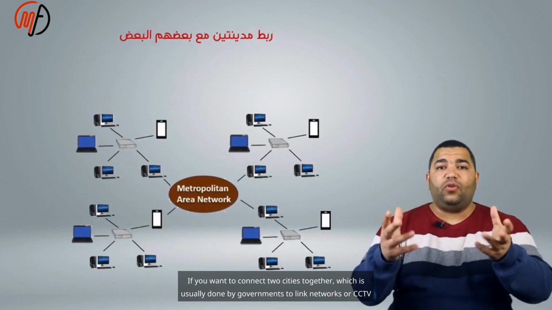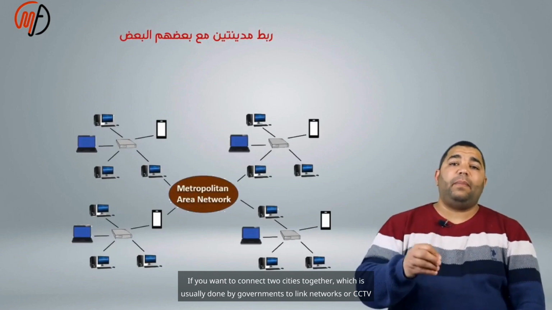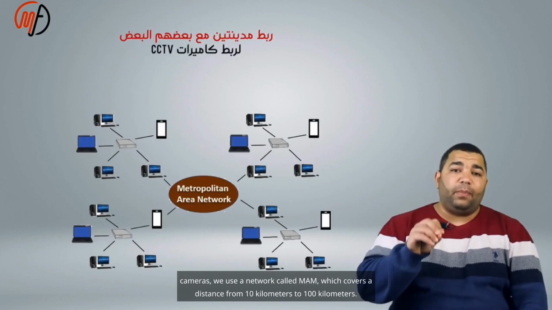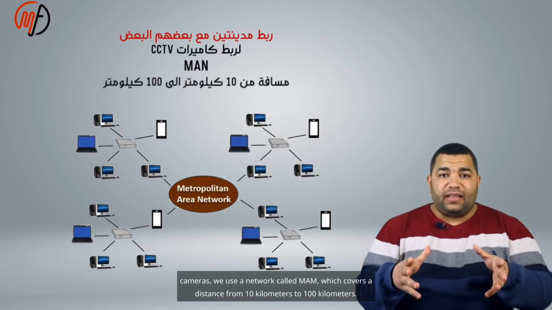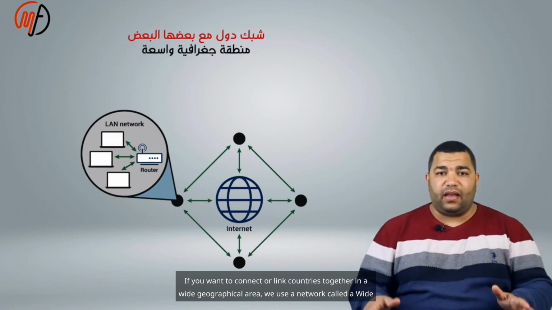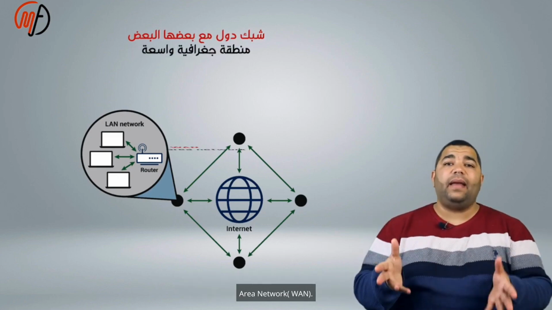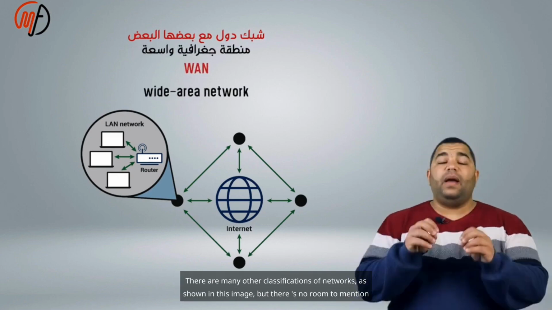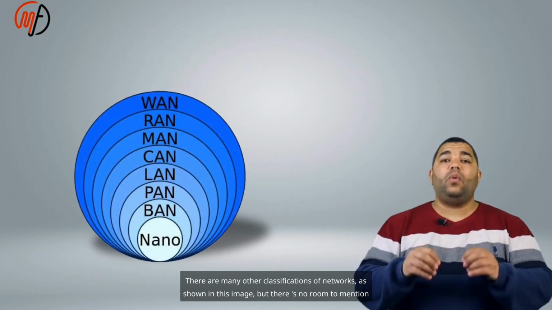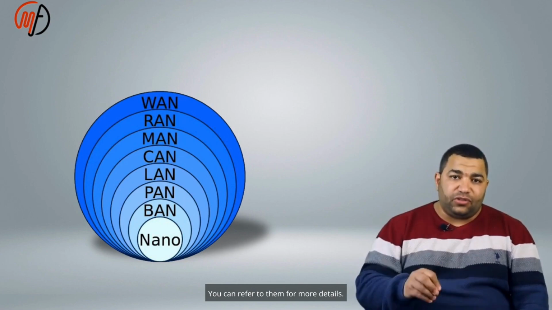If you want to connect 2 cities together, which is usually done by governments to link networks or CCTV cameras, we use a network called MAN, which covers a distance from 10 kilometers to 100 kilometers. If you want to connect or link countries together in a wide geographical area, we use a network called a Wide Area Network, WAN. There are many other classifications of networks as shown in this image, but there's no room to mention them all here. You can refer to them for more details.